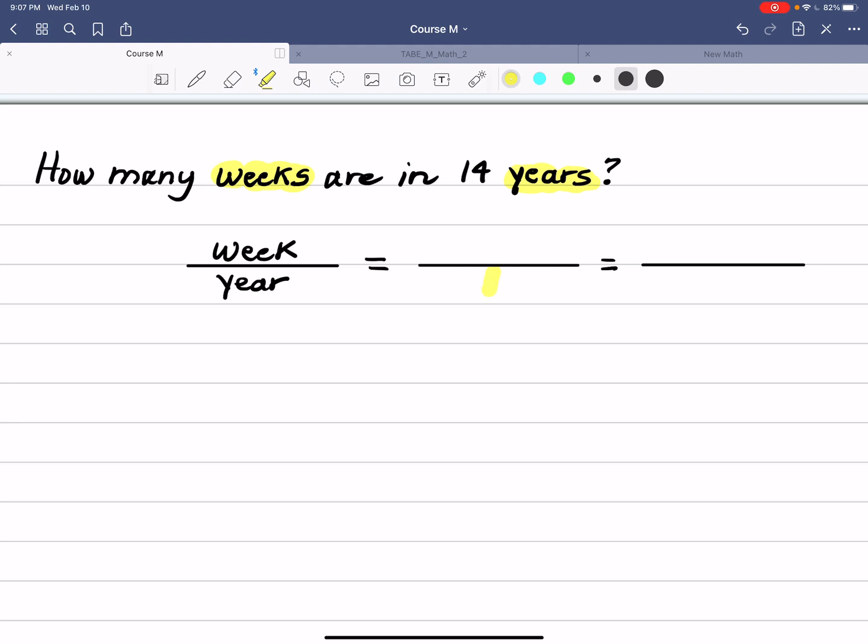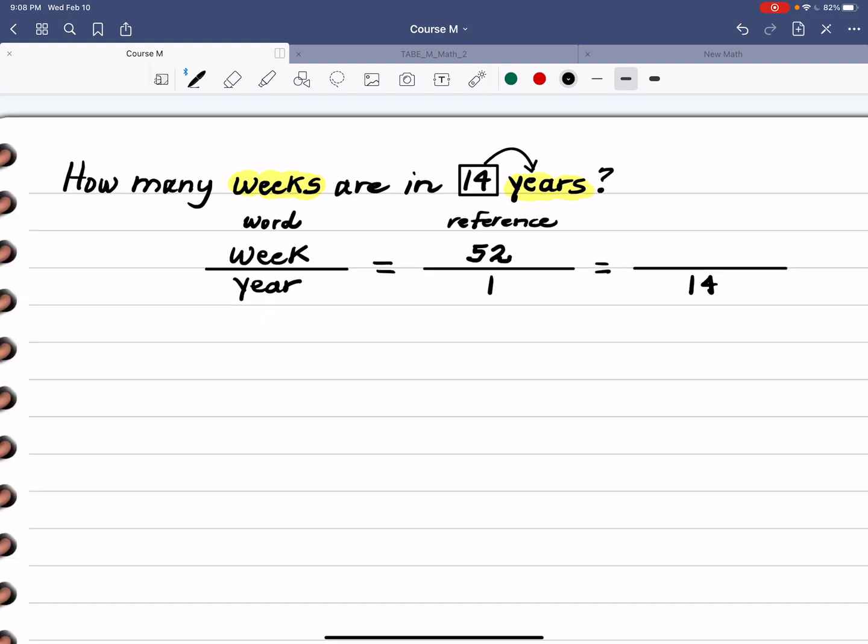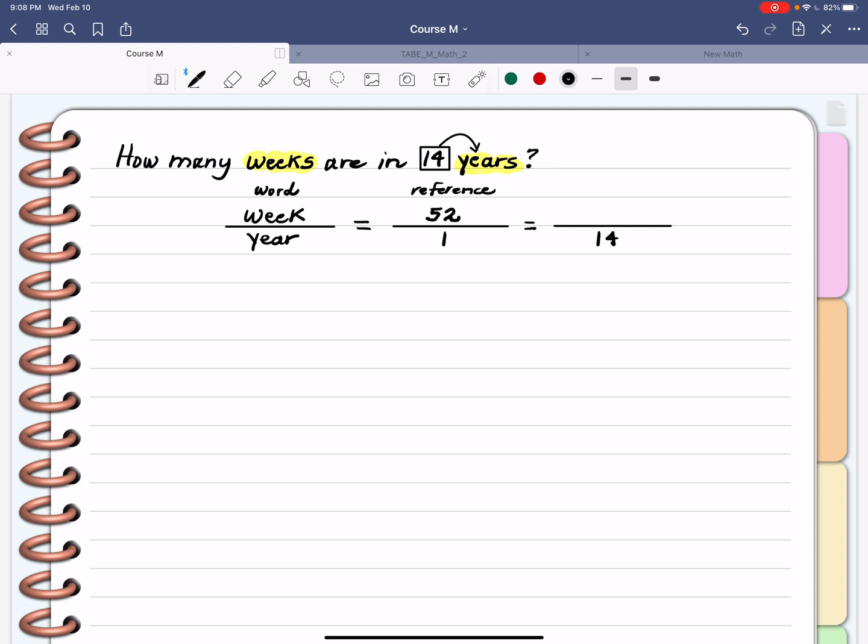1 goes with year. 1 year is worth 52 of these. So this is called the reference ratio. This is the word ratio. And then to get this other piece, we're going to look for this number, which is a 14, and that is with years. So I'm going to put that on the years row, not weeks, because it specifically says years. And then we're going to draw the peanut.